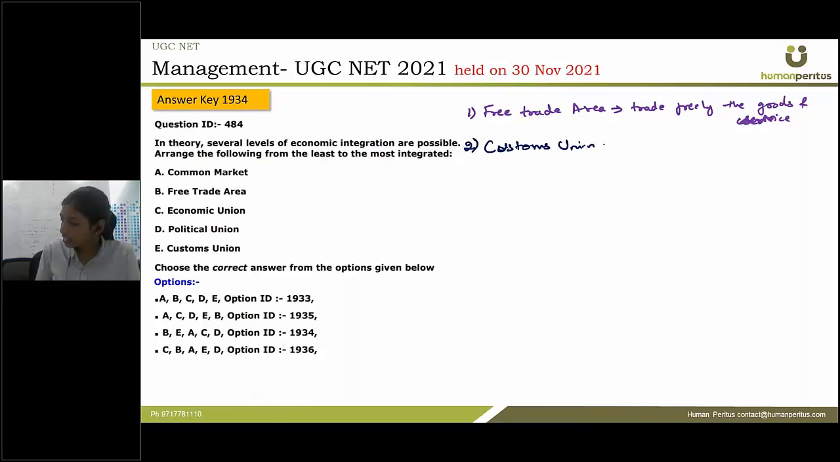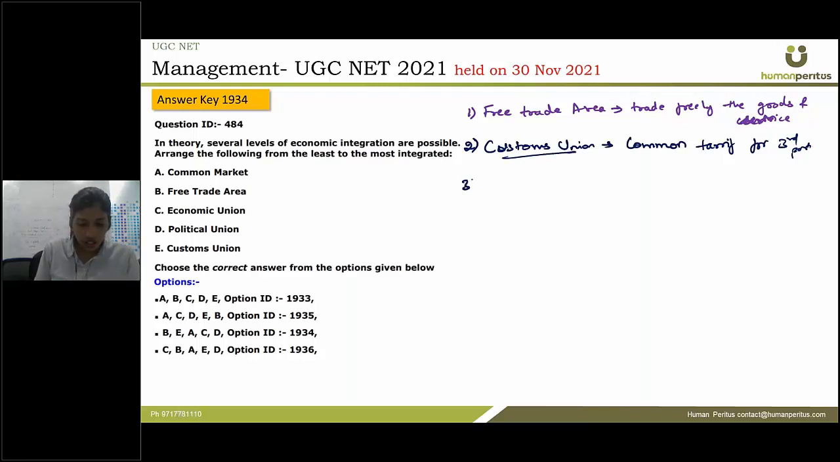Customs union says that there should be a common tariff, because it is the second step. First step is free trade area. After that, if you go for a common tariff for a third country or for the third party, then you become a customs union. So you will have free trade for flow of goods and services, and then you will have a common tariff for third parties. So then it becomes customs union.